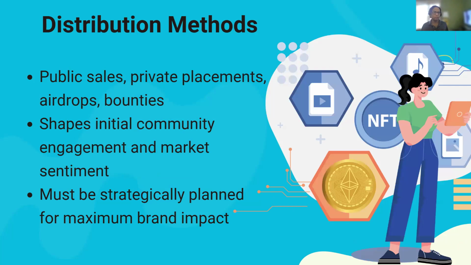The distribution methods: you need to make sure you understand how you are going to distribute the tokens. You can have public sales, private placements, airdrops, bounties. There are various mechanisms you can use. For example, in Coinbase, you can start selling your tokens. That is one way.